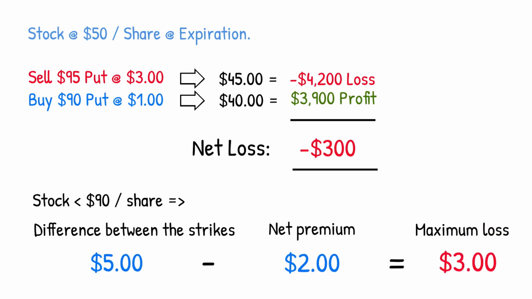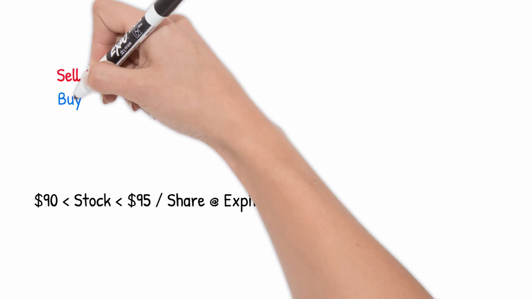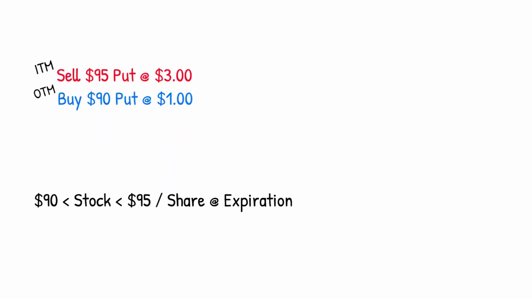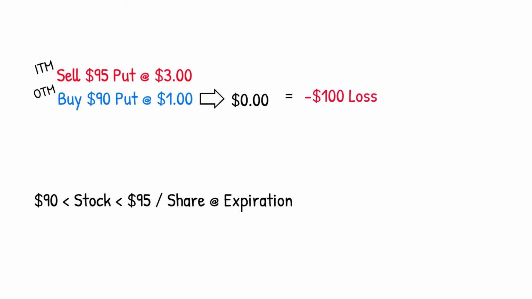So the last scenario: what if the stock is somewhere between the short and the long strikes, above $90 but below $95 a share? Well, it depends. The $90 put is out of the money, so this option has no value and is worth zero. The 95 put, on the other hand, is in the money. Its value will be the difference between the strike price and the current stock price.